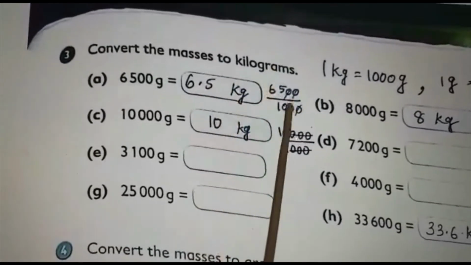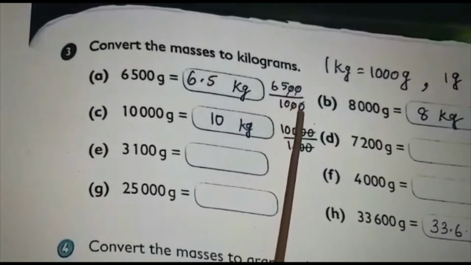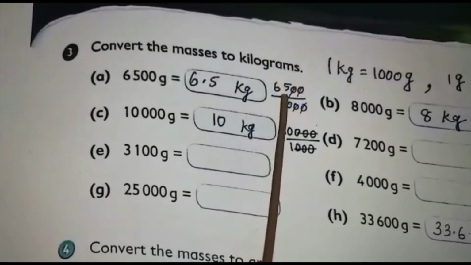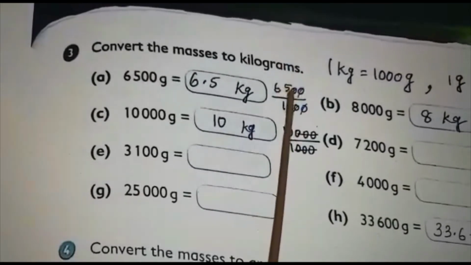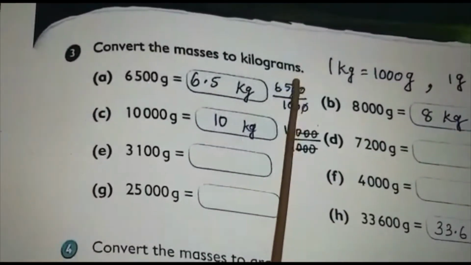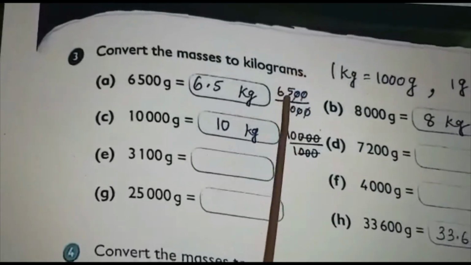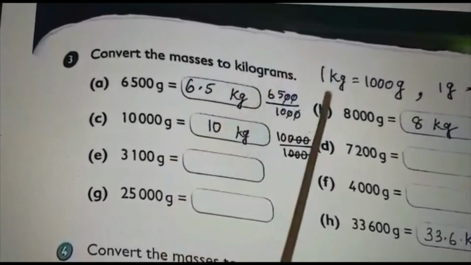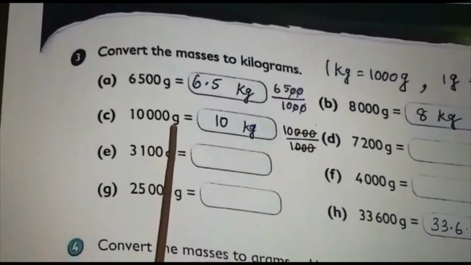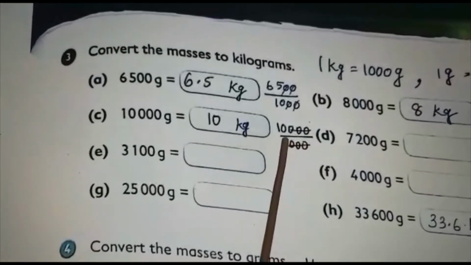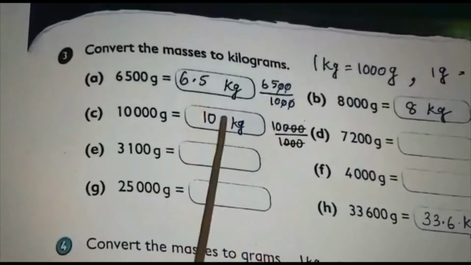Or else, as I said, 6500 divided by 1000. 3 zeros here. So from the unit place you count 3 places. Start from the unit and then put the decimal. So 1, 2, 3. 5 is the third place. So in front of that you put the decimal. So it becomes 6.5 kg. Again see, 10,000 grams. What will we do? 10,000 divided by 1000. 3 zeros we can cancel. So straight away you can write 10 kg.